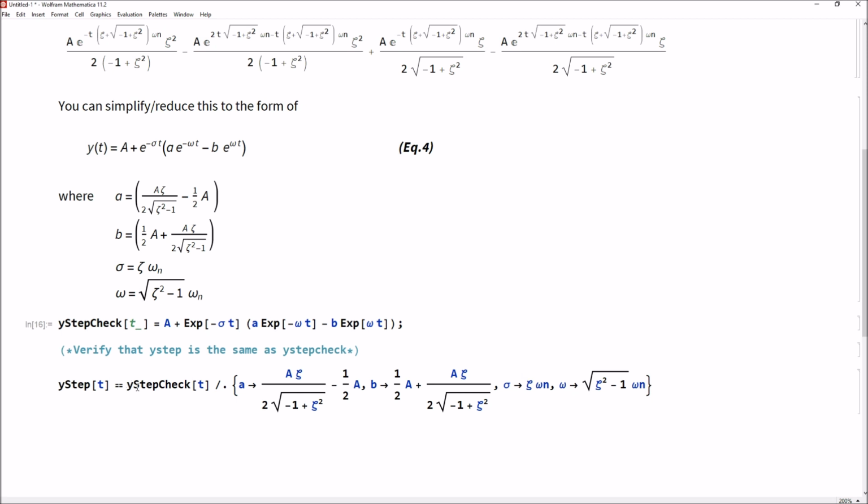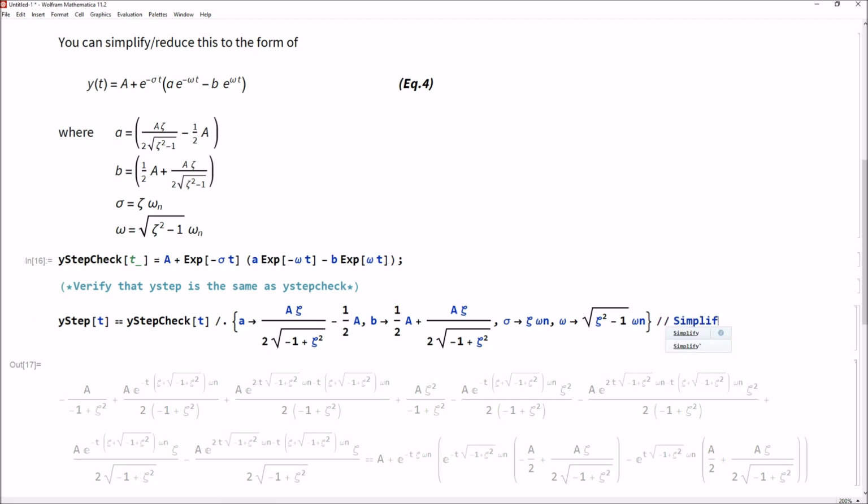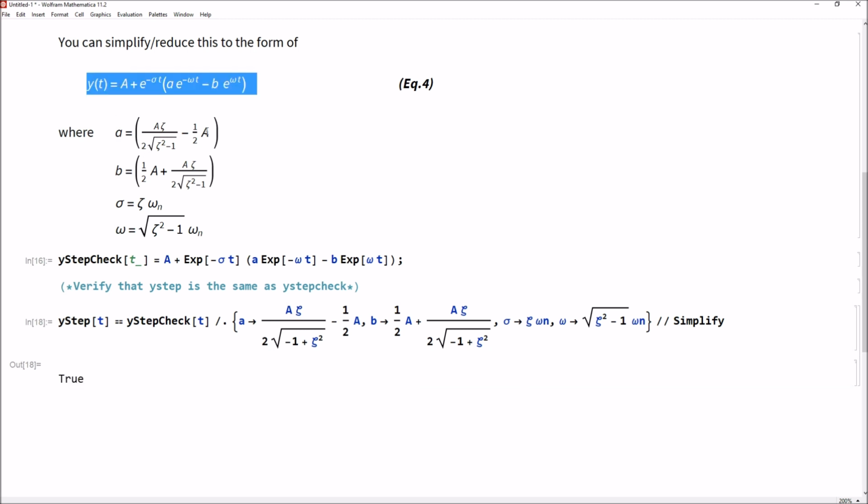So does everyone agree here? All I'm doing here is the left-hand side is this giant expression with all the appropriate substitutions put in. And now we're just going to make sure that that still equals y step here. So if I shift enter that guy, yuck, didn't seem to help too much. Let's ask Mathematica to simplify. And yay, there we are. It is true here. So this actually is a perfectly valid alternative representation.